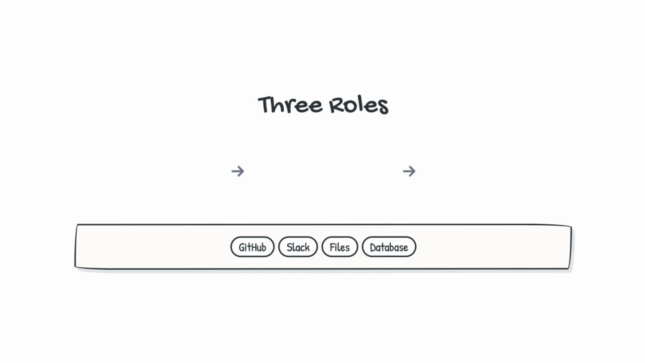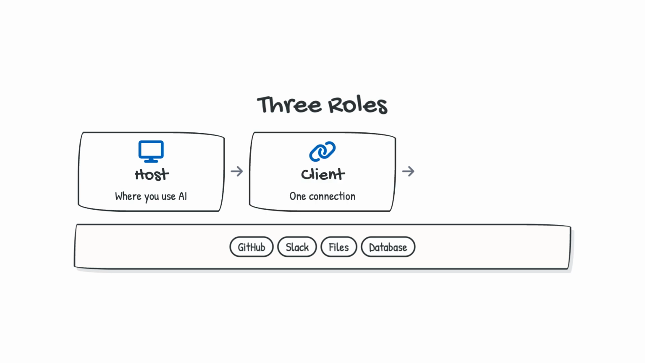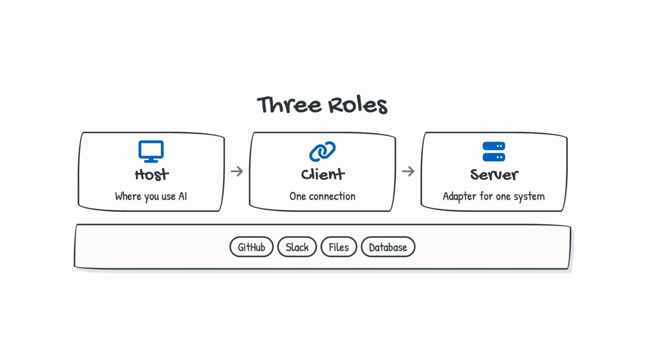The architecture has three roles. The host is where you use AI, like ChatGPT, Claude, Cursor, VS Code, or an internal app. The MCP client sits inside the host and manages one connection to one server. The MCP server is the adapter for a specific system. One server might expose GitHub, another might expose Slack, another might expose local files or a database.